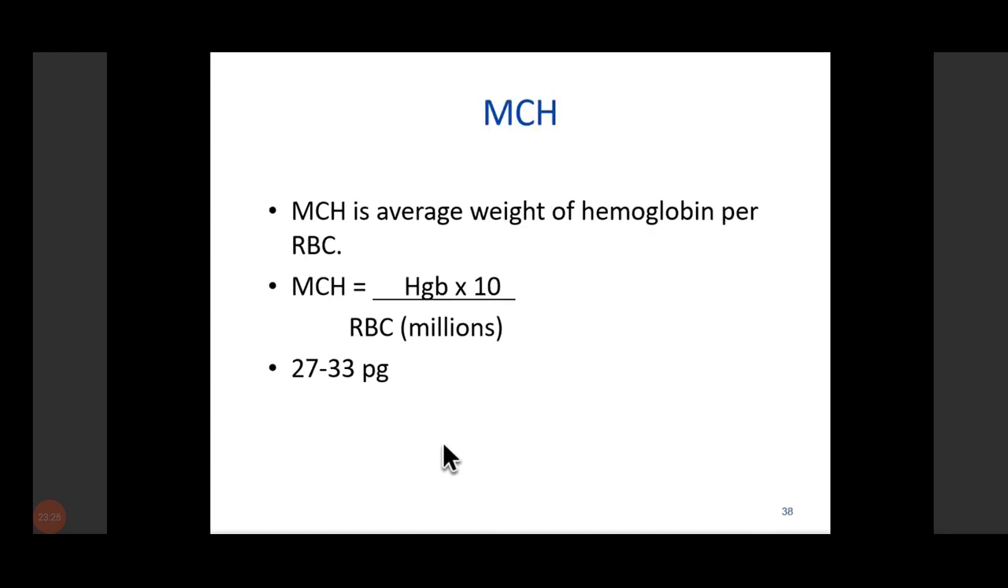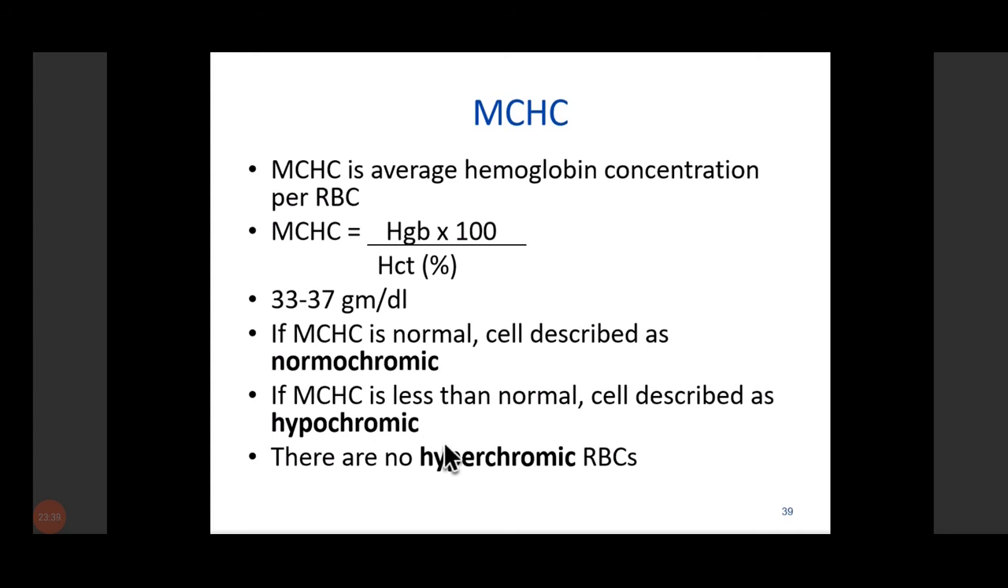The MCH is the average weight of the hemoglobin per red cell. MCH is hemoglobin times 10 divided by the red cell count, and it is normally 27 to 33 picograms. MCHC is the average hemoglobin concentration per red cell. So we have normochromic or hypochromic anemias depending on the MCHC. However, we have no hyperchromic red cells. So we have microcytic or macrocytic, and normocytic, normochromic or hypochromic.